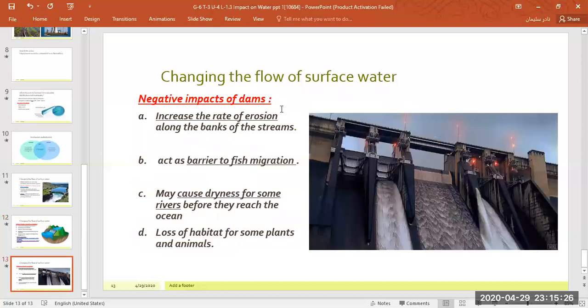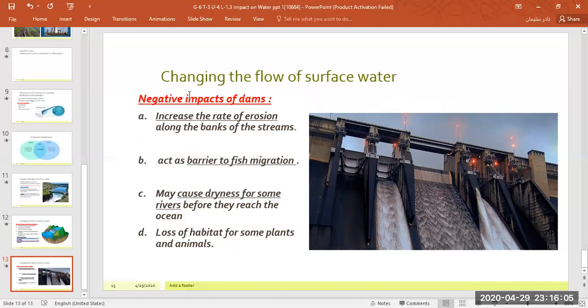Now, what are the negative impacts? The construction of a dam does not only affect humans positively, but it has some negative impacts on the environment. First of all, you have to know that dam construction is so expensive for governments. It's not an easy thing to build. It is so expensive and it takes a long time, maybe many years for construction. But what are the negative impacts on the environment?